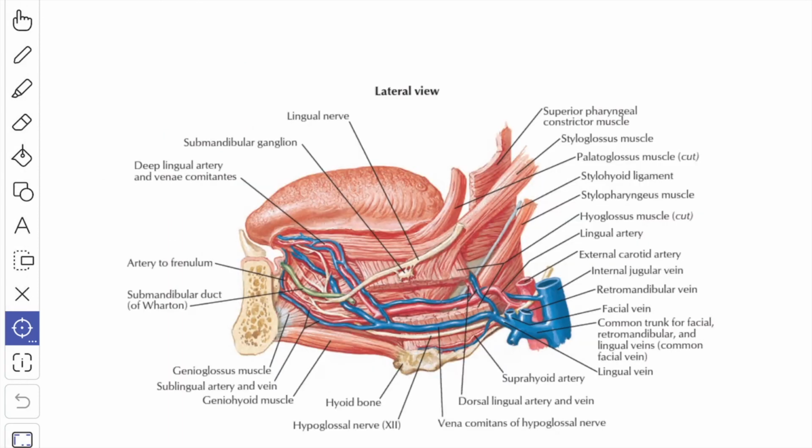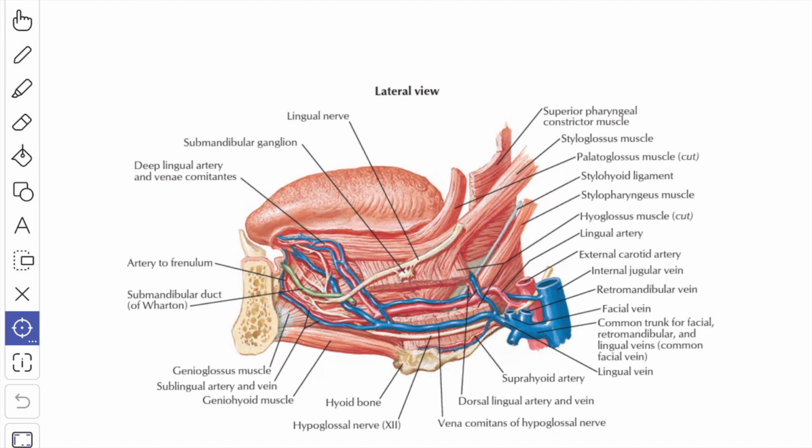Below that, you can see the hypoglossal nerve, which is accompanied by the pair of veins, and then you can see the suprahyoid artery, which is the branch from the first part of the lingual artery. So this is the first part of the lingual artery. From there you get the suprahyoid branch.